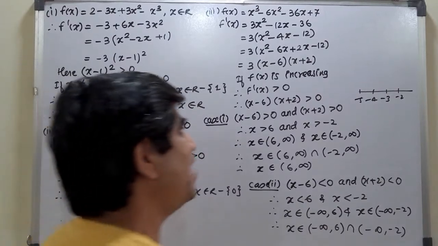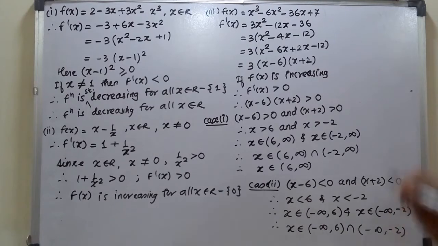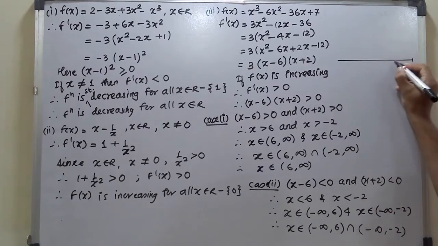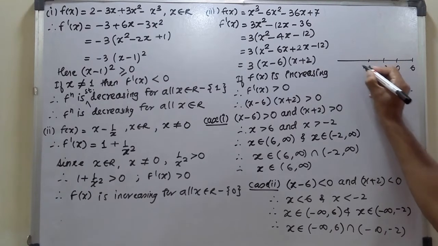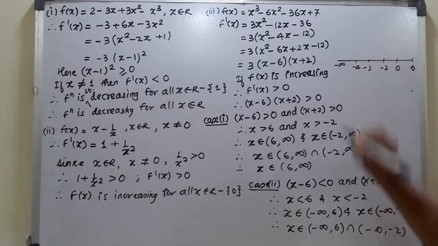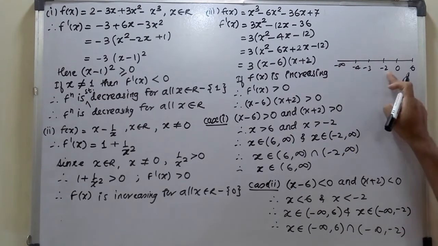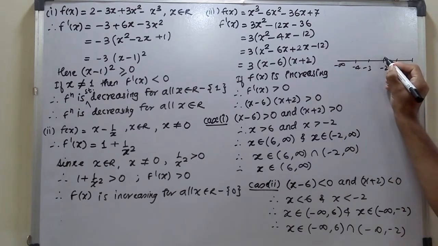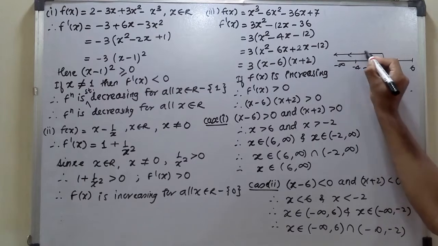Okay? Now I will find the common region for both. So for common region, what I will do? I will draw a number line in which I will take 6. So this is your 6, this is your 0, this is your minus 2, minus 3, minus 4, and this will become your minus infinity. So 6 to minus infinity means from here to here, and minus 2 to minus infinity means this to this. Means the common region comes this one. Agreed? So this is your common region.